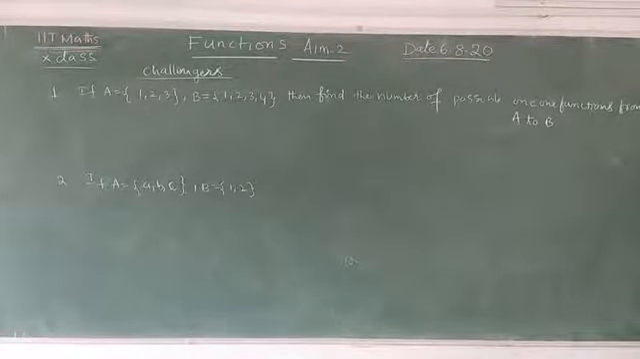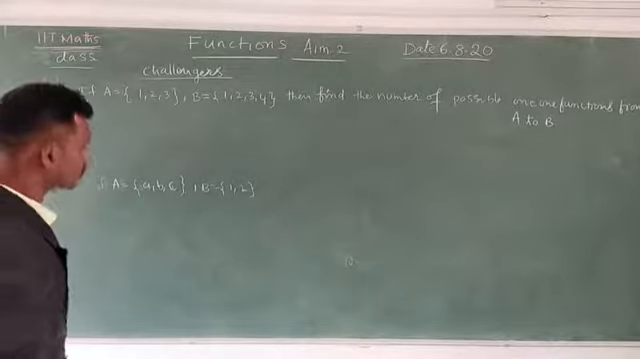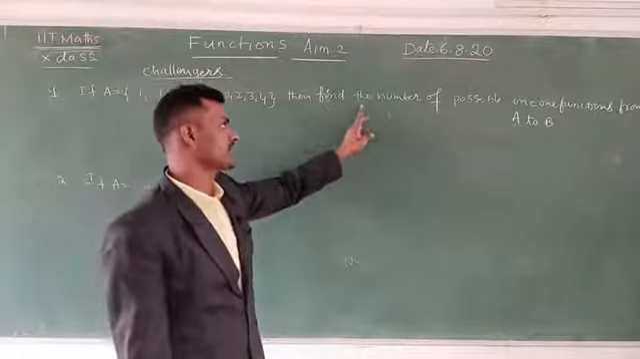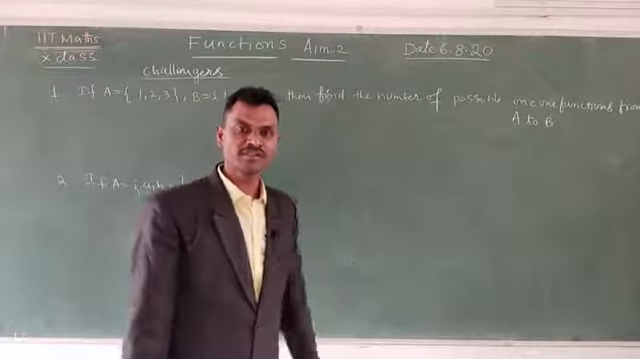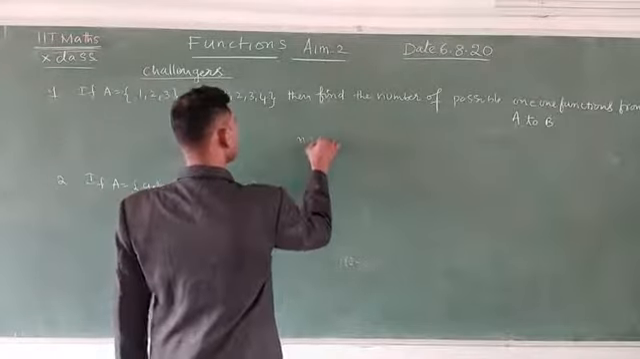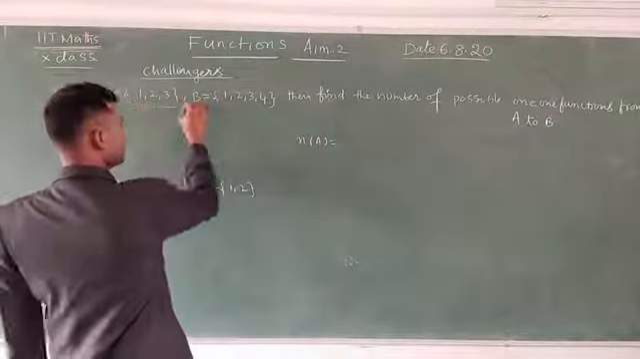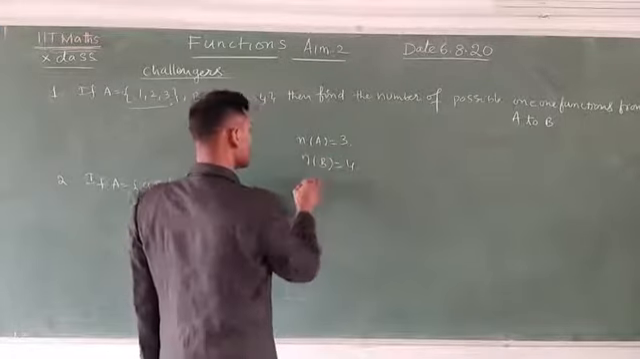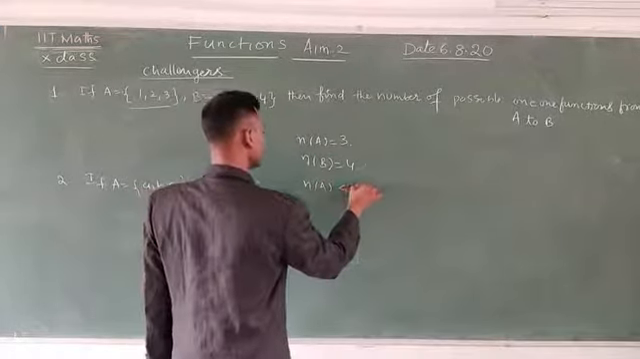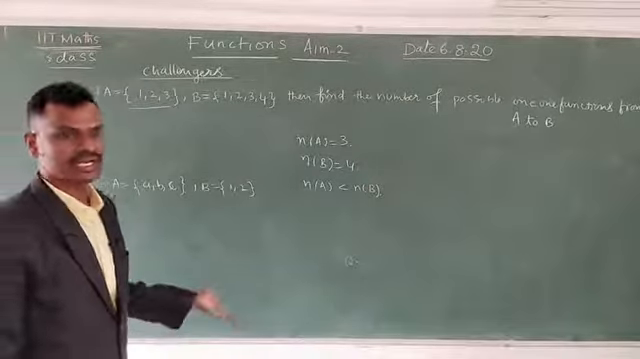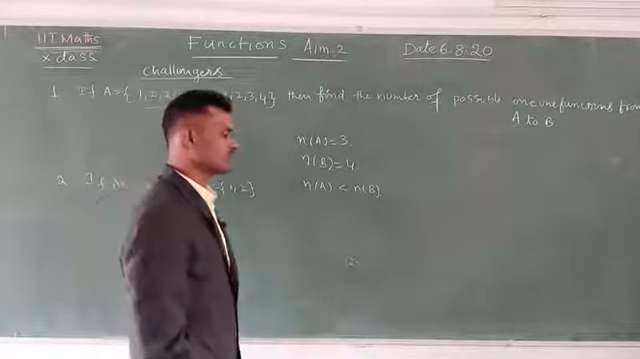Okay, first question: if A is the set {1, 2, 3} and B is the set {1, 2, 3, 4}, then find the number of possible one-one functions from A to B. See here, first n of A is how many elements? 3 elements. And n of B is 4 elements. Now n of A is less than n of B. When n of A is less than or equal to n of B, then one-one functions are possible.